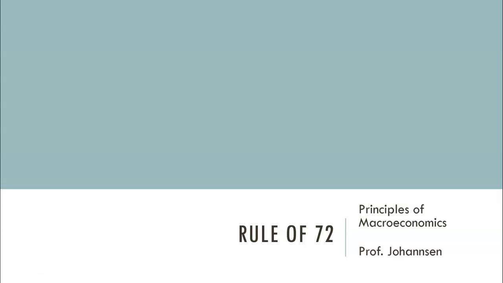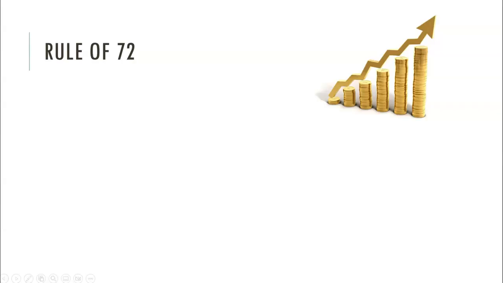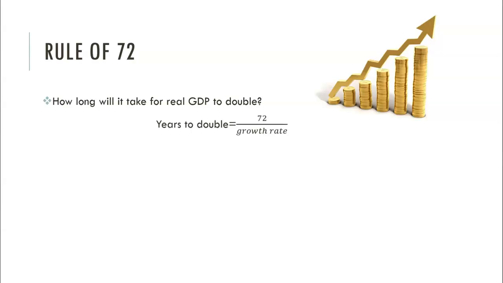Hello, in this video we're going to be looking at the rule of 72. This is a mathematics rule where you can look at how long it's going to take something to double with various interest rates or growth rates. In this case, we're going to be using this to see how long it's going to take for an economy's real GDP to double. So we're interested in the number of years it's going to take an economy to double.